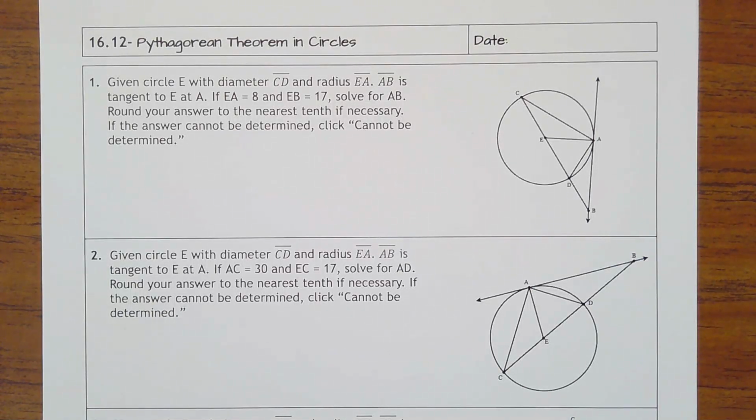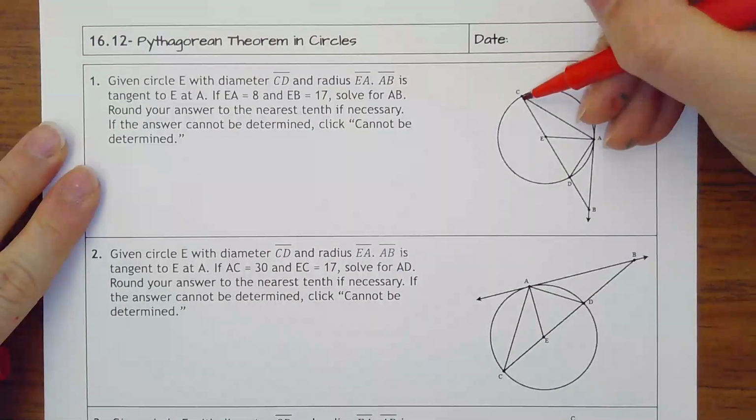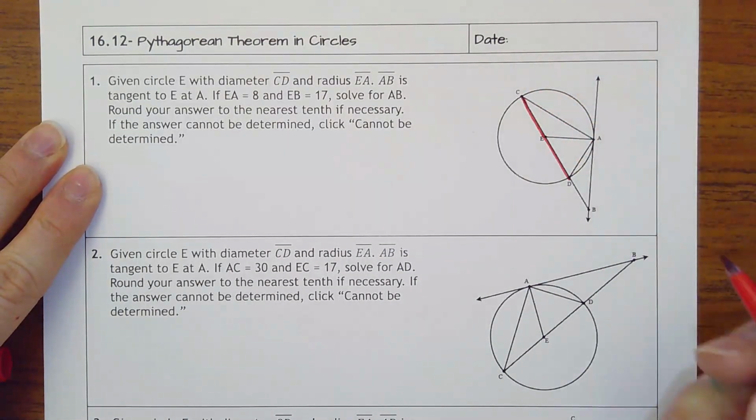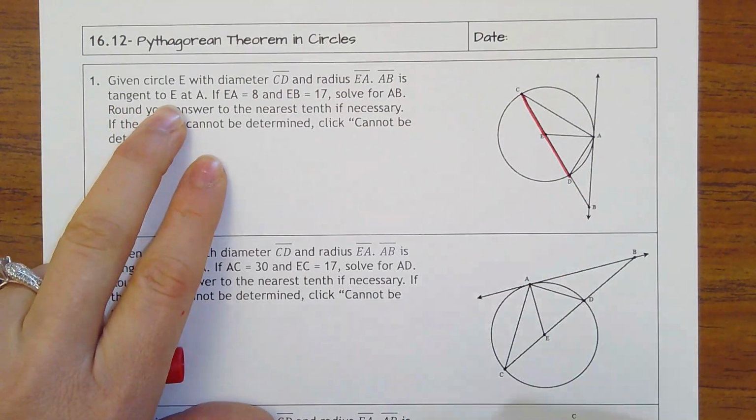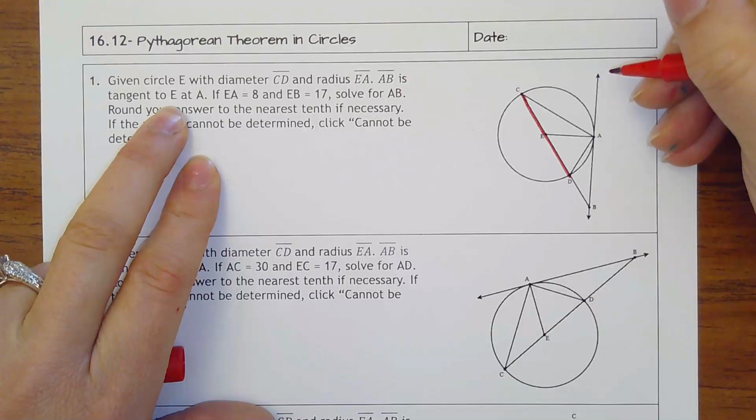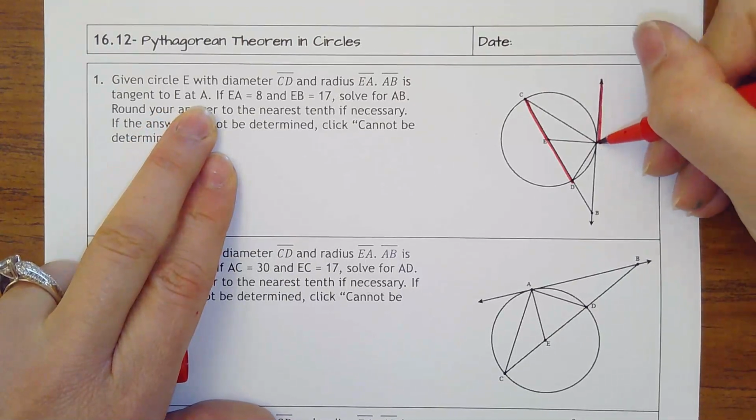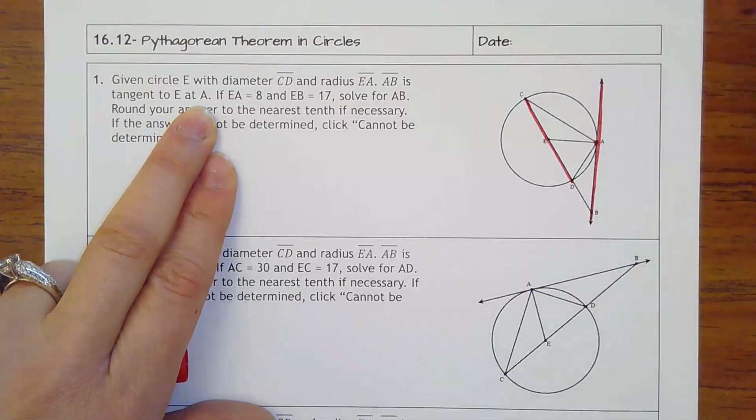Lesson 16.12 is called Pythagorean Theorem in Circles. It really piggybacks off of what we just learned. Number 1 says, given circle E with a diameter of CD and a radius of EA, AB is tangent to E at A. So that means this is a tangent line here at A.